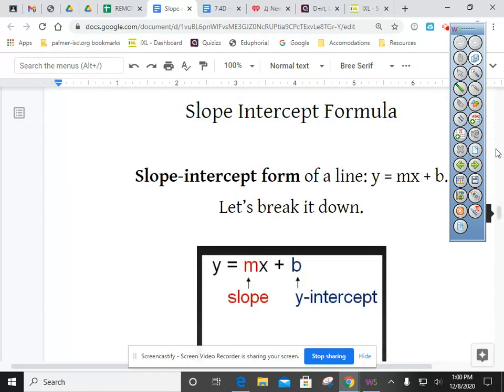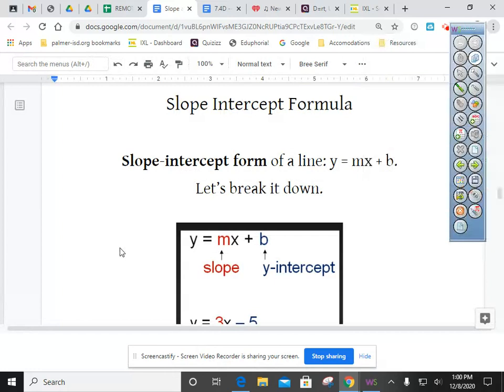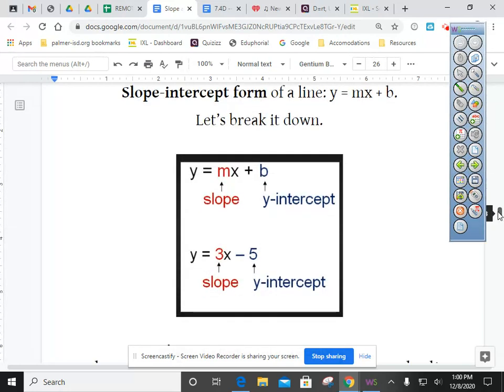Turn the page to the slope-intercept formula. Slope-intercept form of a line: y equals mx plus b. You will hear me say that a lot. We are going to break it down. Y is y. X is x. M is the slope. I don't know why it is M, because the powers of math say it is.